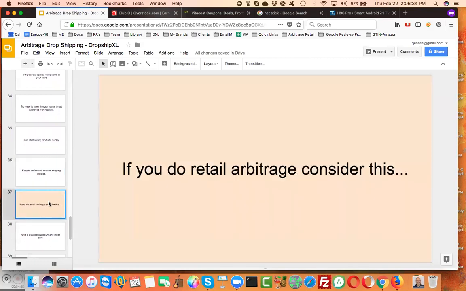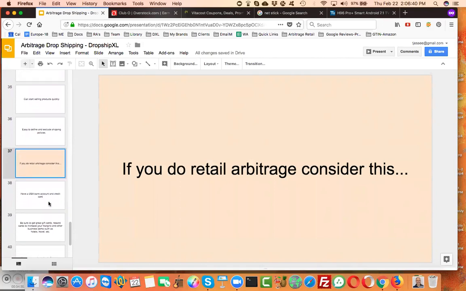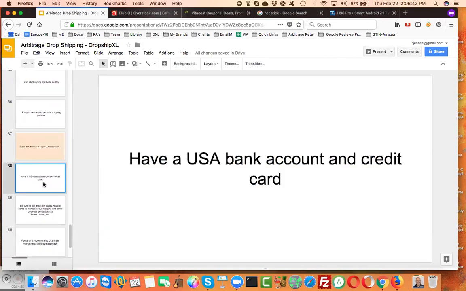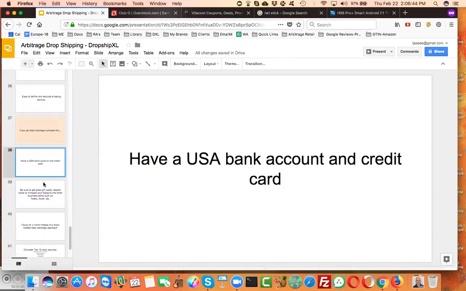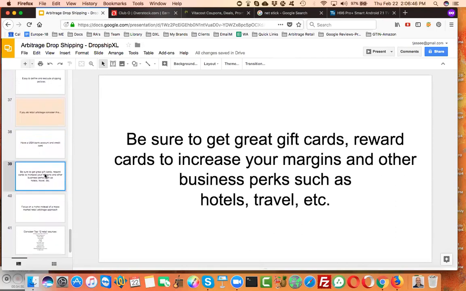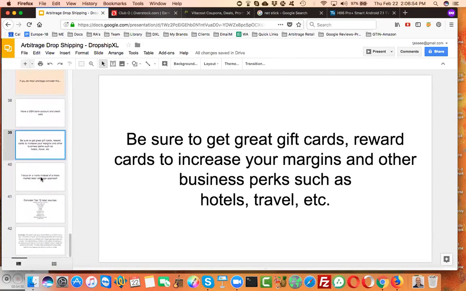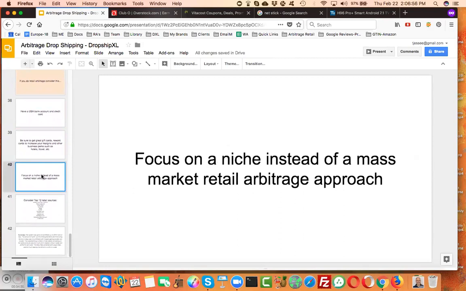So guys, if you do retail arbitrage and follow that model, then just to wrap it up, consider these things. Have a U.S. bank account and credit card, where possible. Be sure to get great gift cards and reward cards to increase your margins, and other business perks such as travel and hotel. And focus on a niche instead of a mass-market retail arbitrage approach. Make it more people-centric, right?